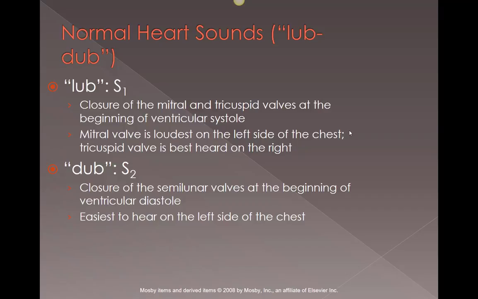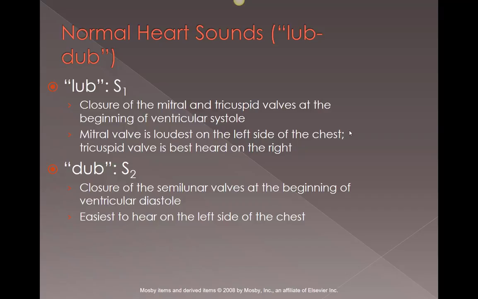Dub is actually going to be the closure of the aortic and pulmonic valves. And you can hear it over on the left side of the chest on both of them. So in dogs and cats, you hear this lub-dub, lub-dub, lub-dub, going back and forth, back and forth. And so by listening at that, you can actually pick up in a while which one is the mitral valve closing when you're listening to the left side, and which one is your aortic and pulmonic.